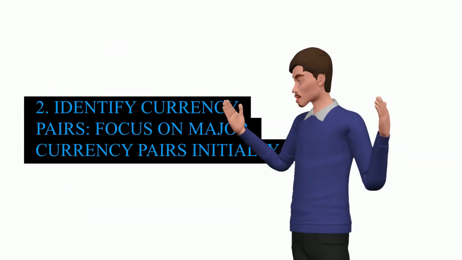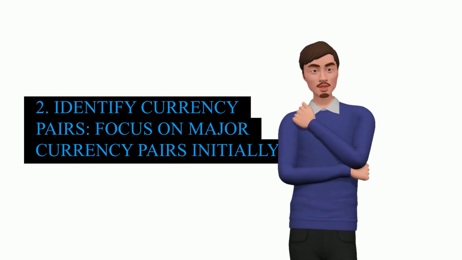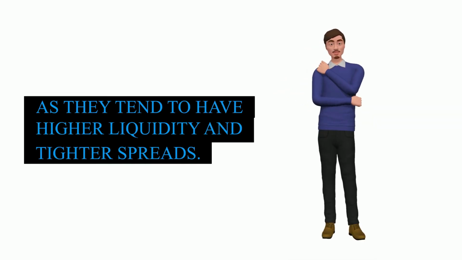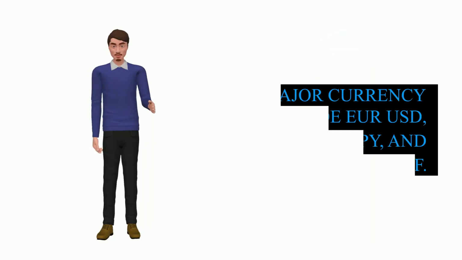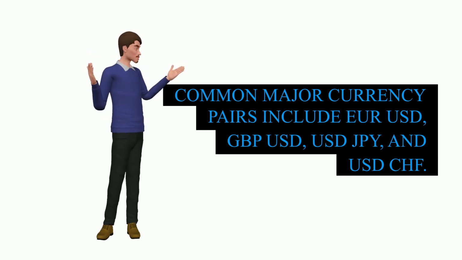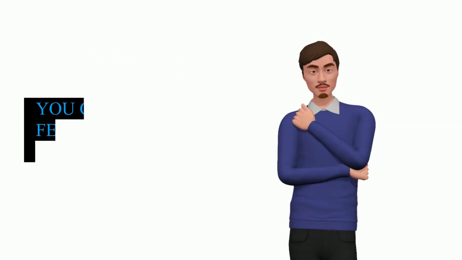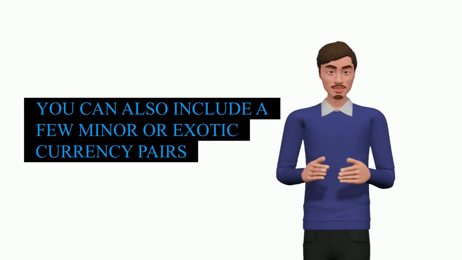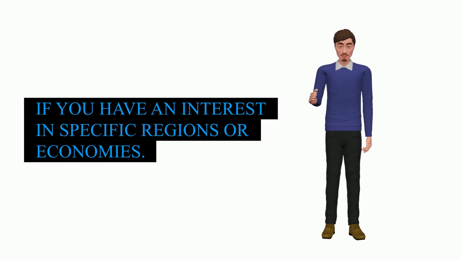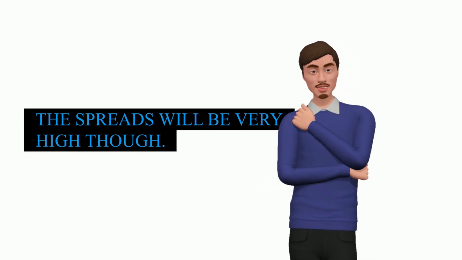2. Identify currency pairs. Focus on major currency pairs initially, as they tend to have higher liquidity and tighter spreads. Common major currency pairs include EUR/USD, GBP/USD, USD/JPY, and USD/CHF. You can also include a few minor or exotic currency pairs if you have an interest in specific regions or economies. The spreads will be very high though.